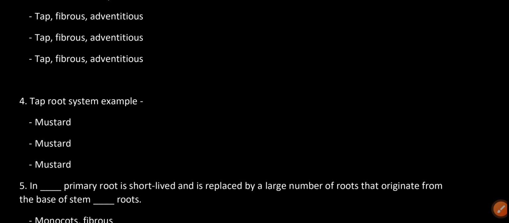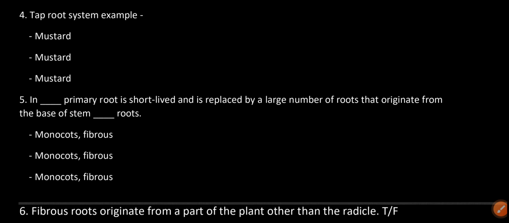In monocots, the primary root is short-lived and is replaced by a large number of roots that originate from the base of the stem. These are fibrous roots.